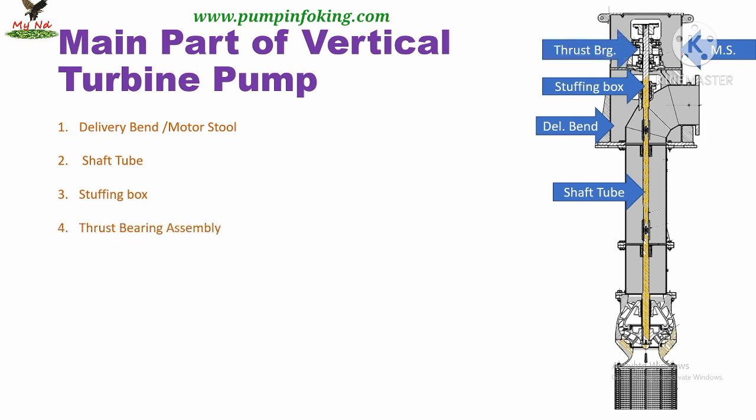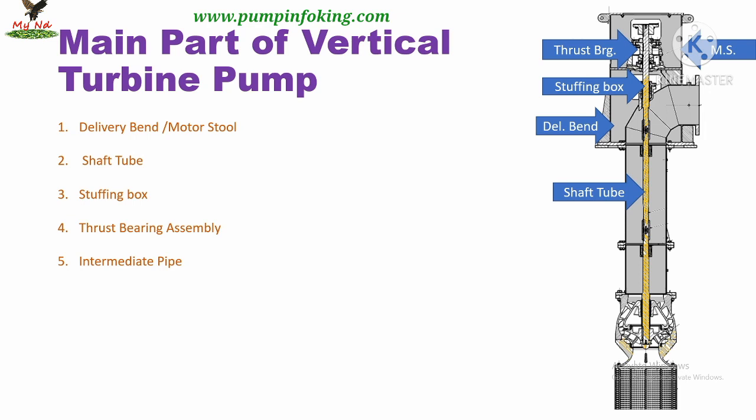The fourth part is the thrust bearing assembly. This is the thrust bearing assembly. It is mounted in the motor stool. The thrust bearing assembly is used for balancing axial thrust. In the thrust bearing assembly, oil or grease is used for cooling purposes.